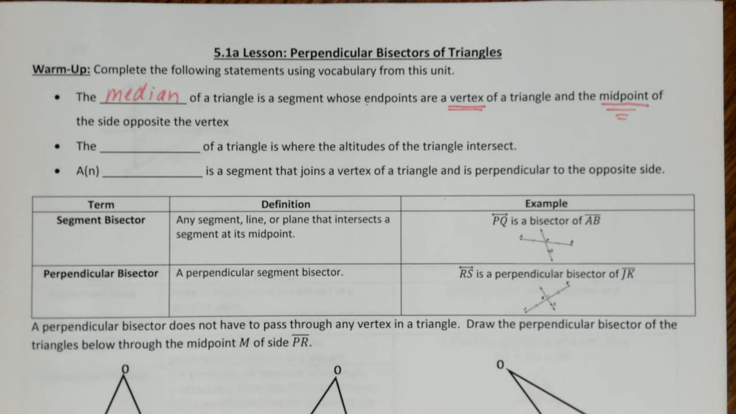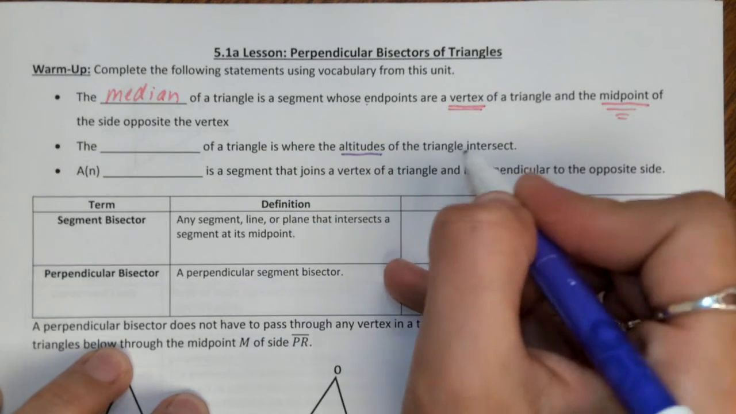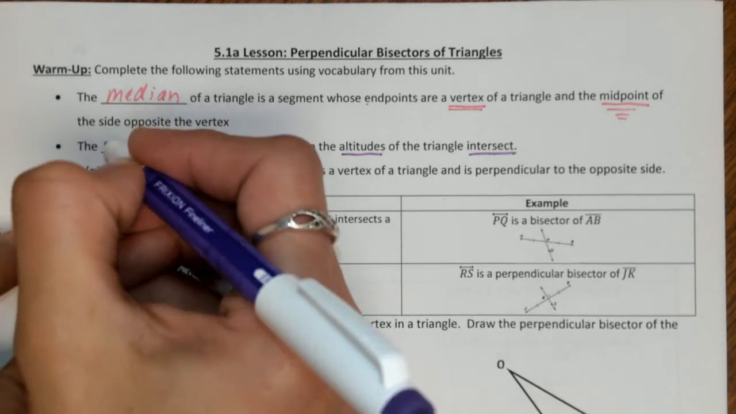The next blank is part of a triangle. This is where the altitudes are going to intersect. So we're not looking at a special segment. The special segment we're talking about is the altitude. It's where all three altitudes intersect. And we look back at the first page of notes from this chapter, we see that this is going to be your orthocenter.